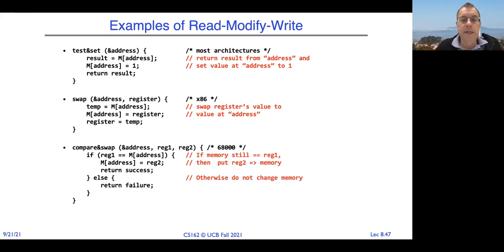This is a little bit more complicated. You give 2 registers here, and if the memory address is still equal with register 1, then you put the memory value in register 2. Otherwise, you don't change the memory. Right. And these are x86, obviously it's Intel. 6800 was a very popular Motorola chip, which was the chip used by early Apple and Macintosh computers. And test and set is actually in most architectures today.